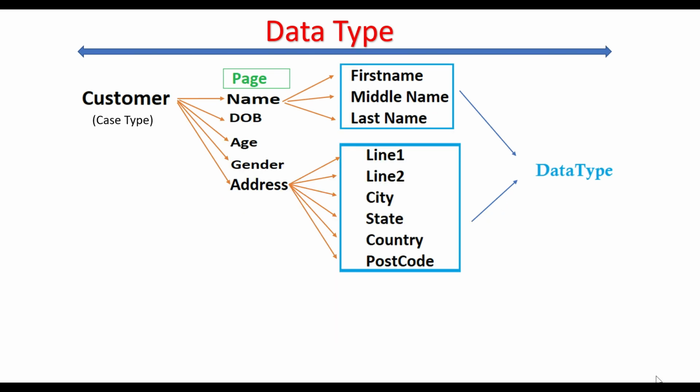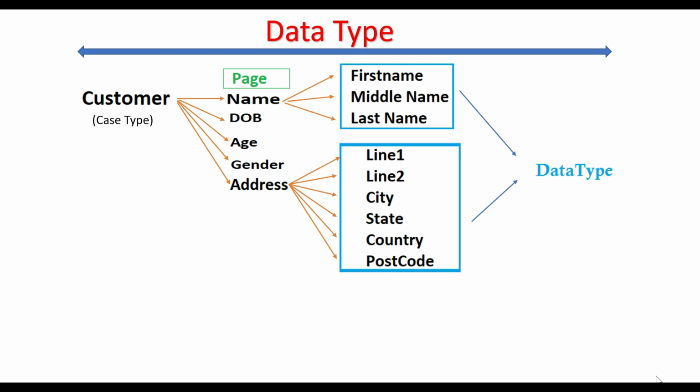Now there might be one question which might come into your mind: why do we need to use that data type? Can't we just use that straight away in the case type? Let's say in our example customer, instead of using address as a data type and referring to it from the page or page list, or name as a data type, can't I use first name, middle name, last name? Yes, I can use them. Definitely I can.